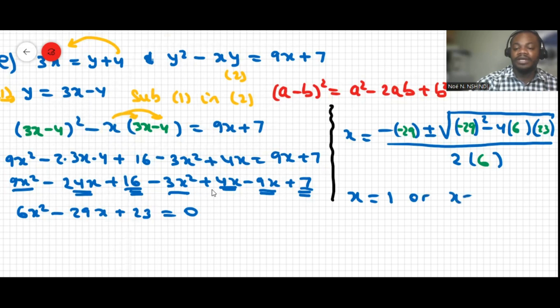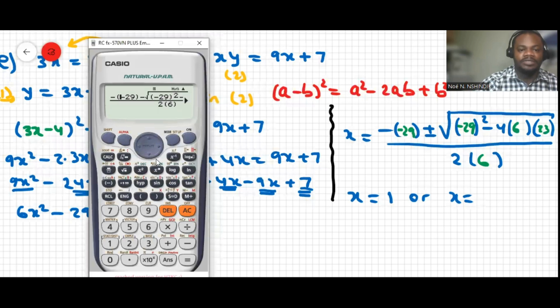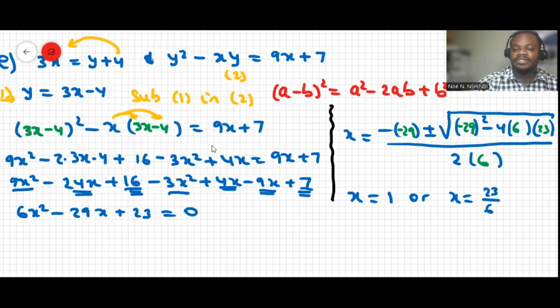And then it's equal, and we got x with the positive and with the negative. Oh, that was negative. I pressed the wrong button here. Oh yeah, I can just press mode. Okay, right. With the positive, we hit equal. It's going to be 23 over 6. So x is 23 over 6.